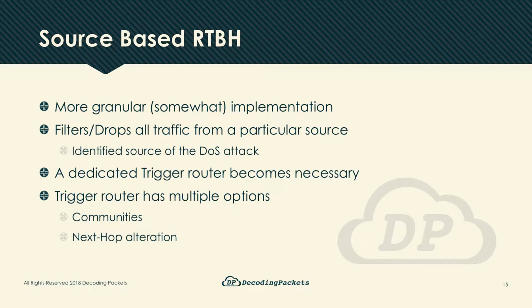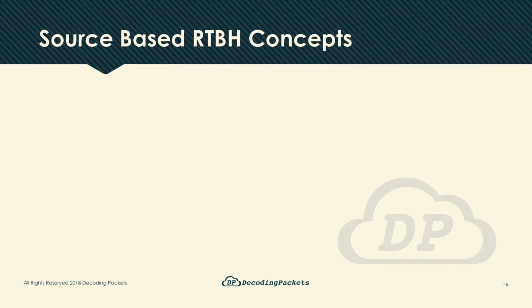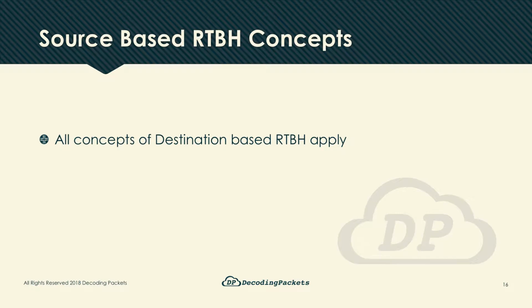Time now to look at what makes this implementation actually work. As the previous slide already hinted at, all the concepts discussed in destination-based RTBH also apply here. So, RTBH will leverage the BGP discard route, albeit in a different manner than destination-based RTBH utilized it. And it has the option of using BGP communities just like destination-based RTBH. Psst! If this is the first time you've heard of these terms, guess where these concepts are fleshed out? That's right, the first two videos of this series.